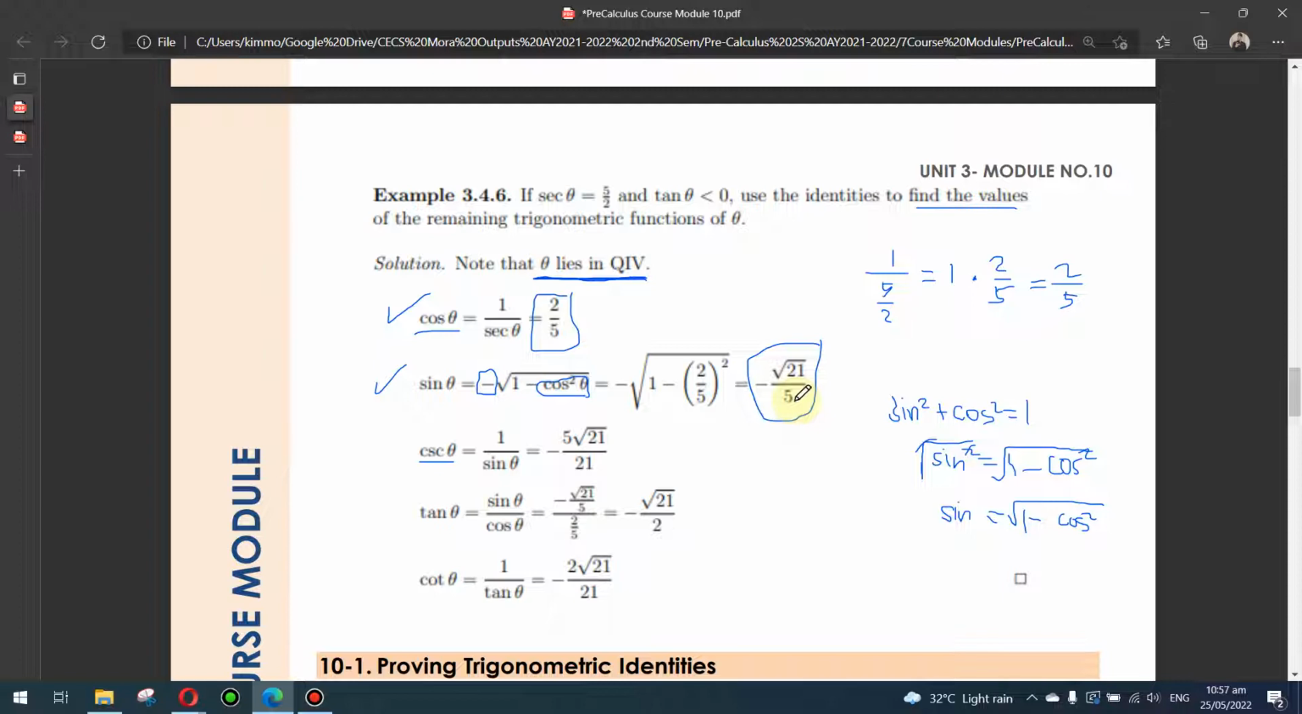It should be 2 over 5 squared, in quantity, because you are squaring the whole fraction. So it should be quantity 2 over 5 squared, which is 2 over 5 times 2 over 5. Then 1 minus that answer. You take the square root of that, then you multiply it by negative 1.